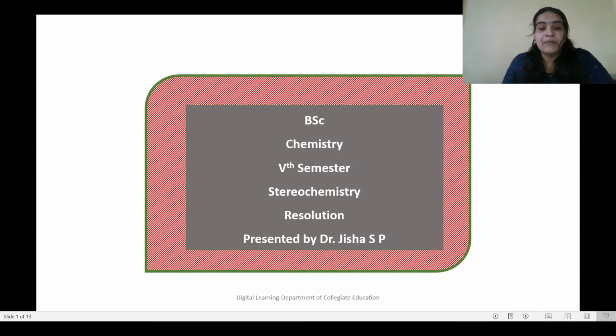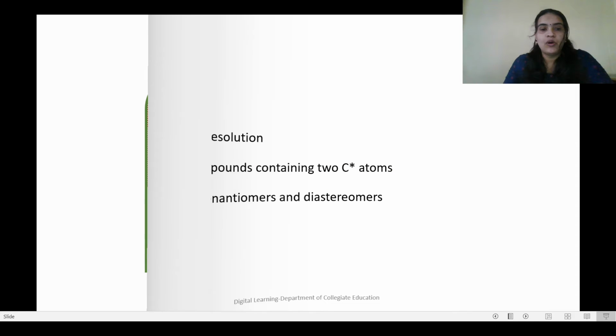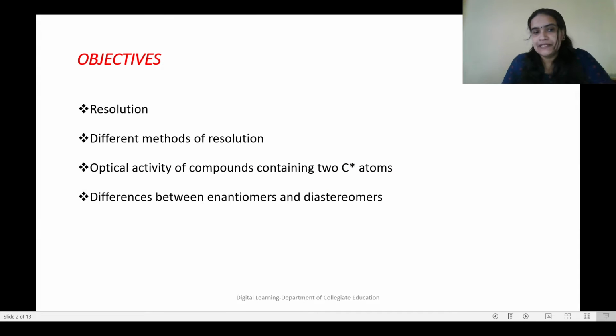Dear students, coming to the fourth session of the chapter Stereochemistry, you will learn about resolution. What do you mean by resolution? Then which are the different methods by which we can bring about resolution? Then how can we define or explain the optical activity of compounds containing more than one chiral carbon, for example, compounds containing two chiral carbons? Then differences between enantiomers as well as diastereomers.